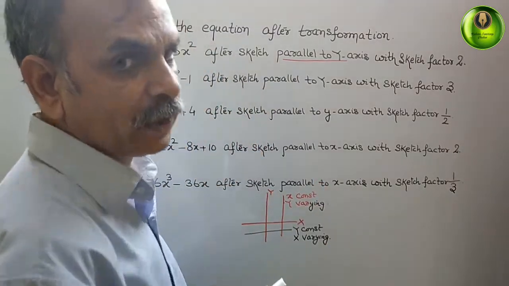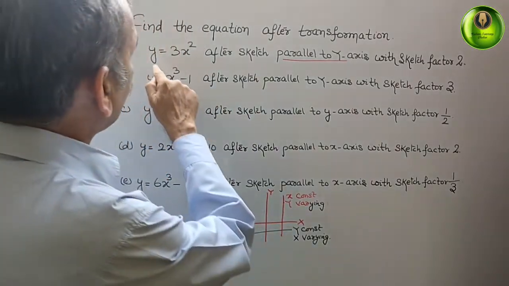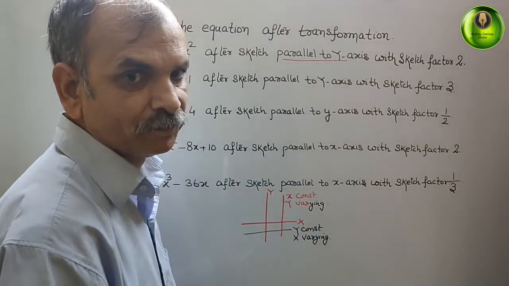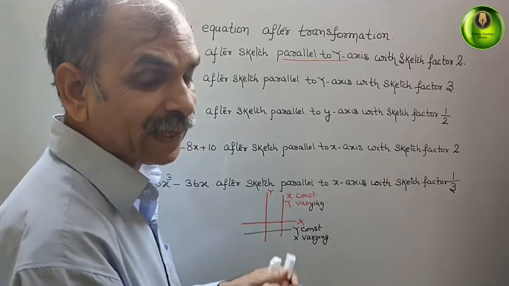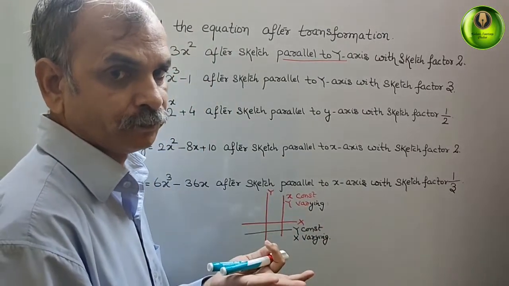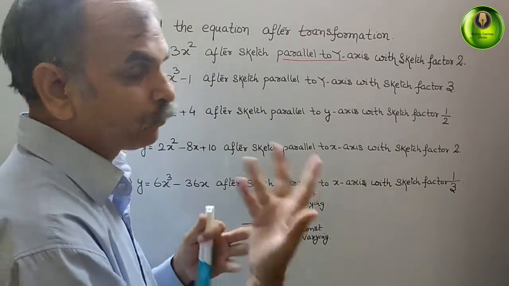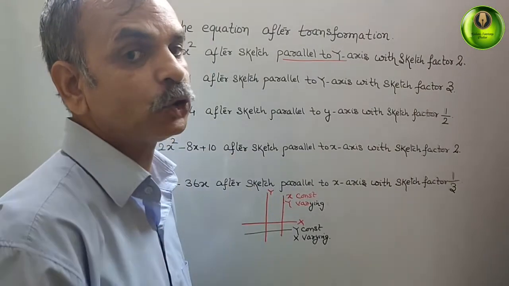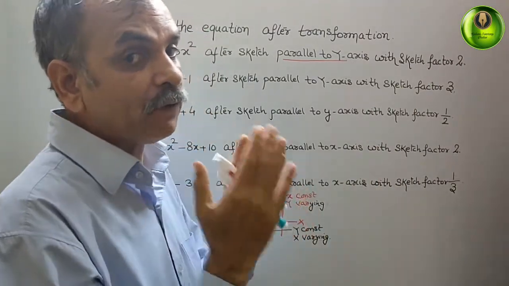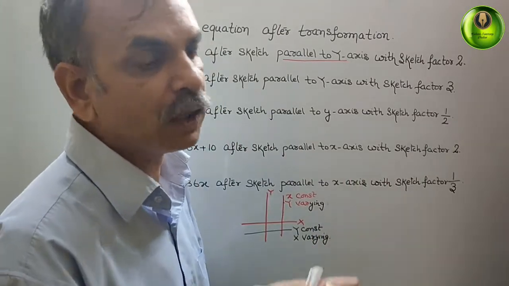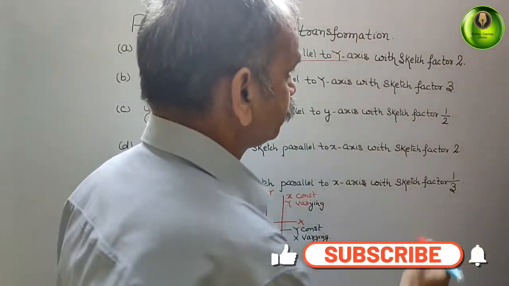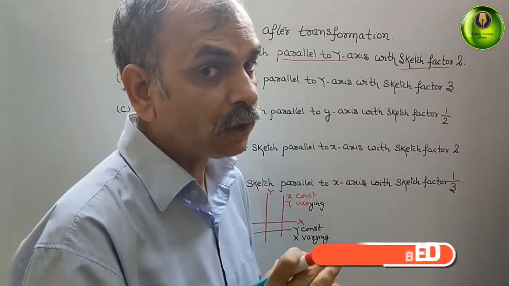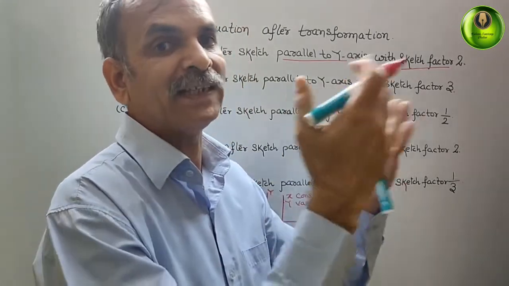Now, see what they have given in the first question. Y is equal to 3x square after stretch parallel to y axis. Parallel to y axis means what? X is constant and y is varying, with the stretch factor 2. They have told stretch factor is 2. So whatever is varying, we have to take that. So stretch factor means what? Amplification of that, which is varying, we have to amplify that.